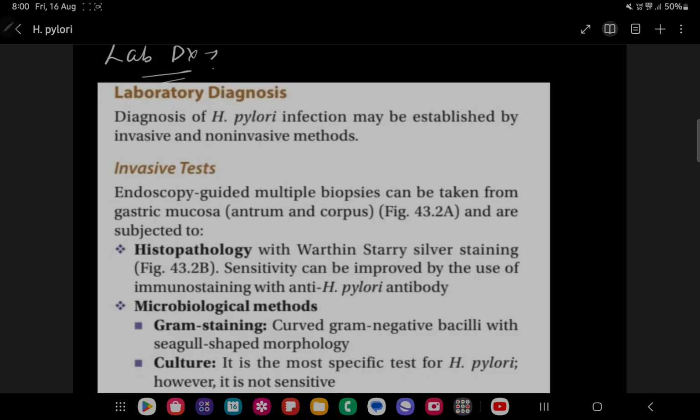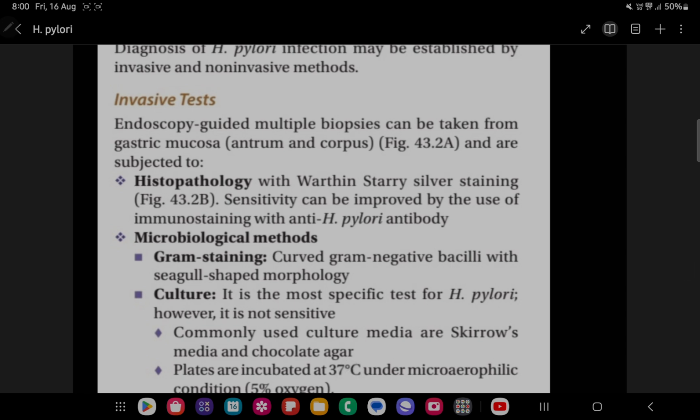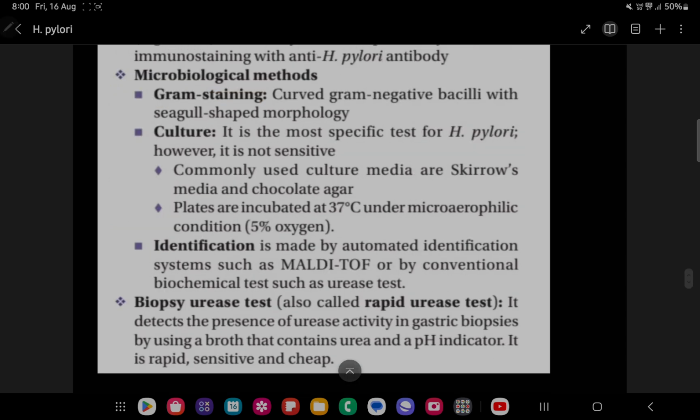Now coming to the lab diagnosis. The lab diagnosis of H. pylori is done by two methods, invasive methods and non-invasive methods. Invasive methods: endoscopy guided multiple biopsies can be taken from the gastric mucosa, like the antrum, which I told you is the most important, and also from the corpus, and are subjected to histopathology with which staining? Warthin-Starry silver stain is a very important stain, and sensitivity can be improved by the use of immunostaining with anti-H. pylori antibody.